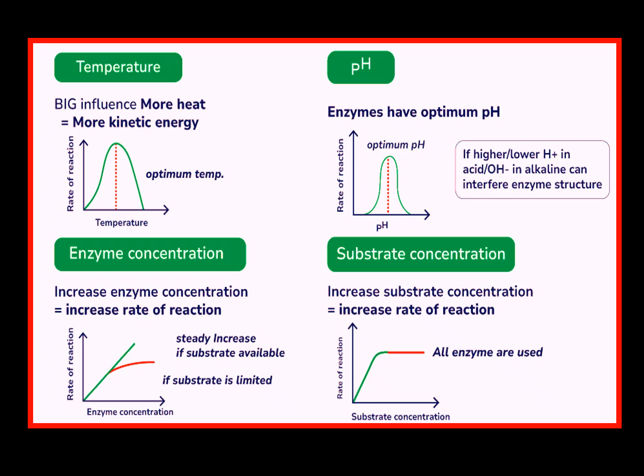Now we understand substrate concentration. With increasing substrate concentration, enzyme activity increases at first because more substrate molecules are available to bind to the enzyme active site. But after a certain point, all enzyme active sites become occupied and the enzyme becomes saturated. Then the reaction is at maximum speed, called Vmax. After saturation, more substrate cannot increase the rate because the enzyme is already working at full capacity.